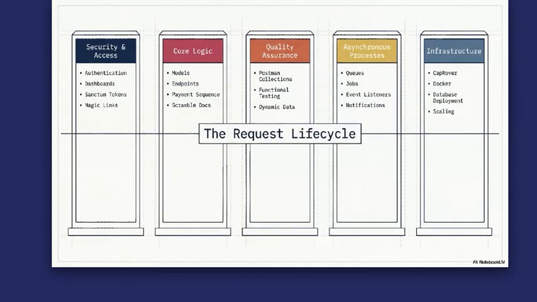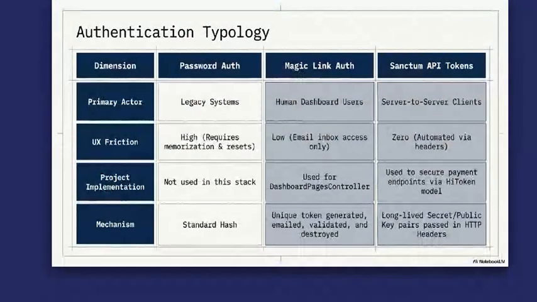Right, so let's get into the digital restaurant. First, you have to get past the bouncer. Pillar 1, security and authentication. The perimeter defense. And the document outlines a truly radical architectural choice here. Under their authentication typology, they have completely eliminated traditional passwords. Completely. And standard hash password auth is explicitly marked as not used in this stack. No passwords at all. Which is incredibly smart.